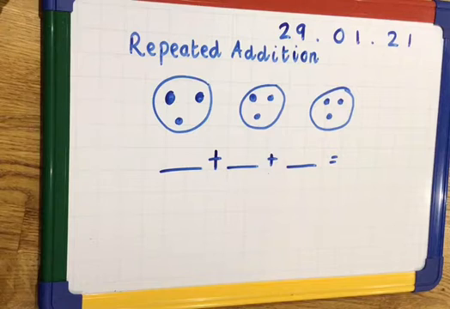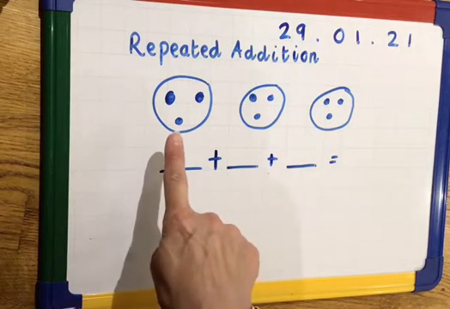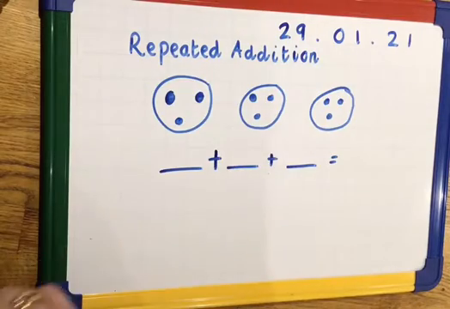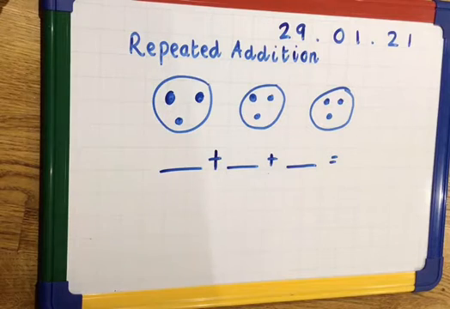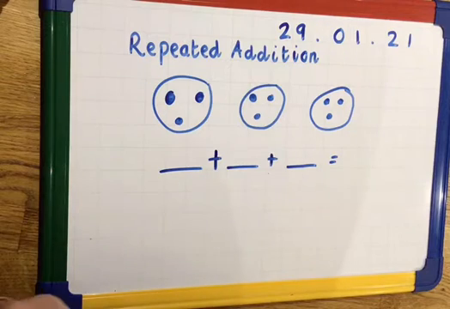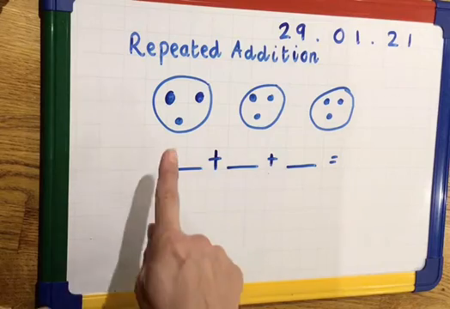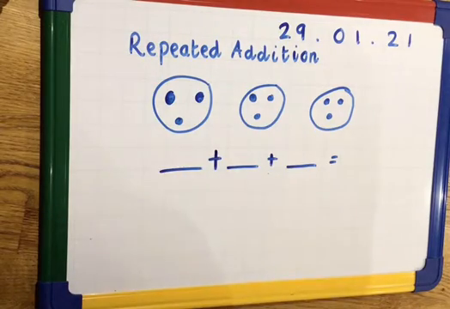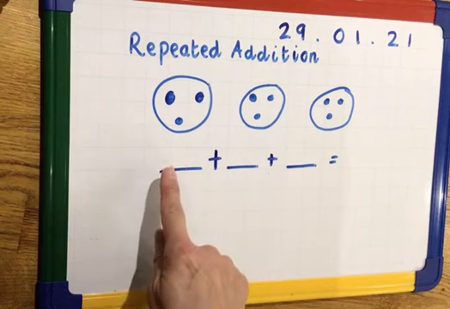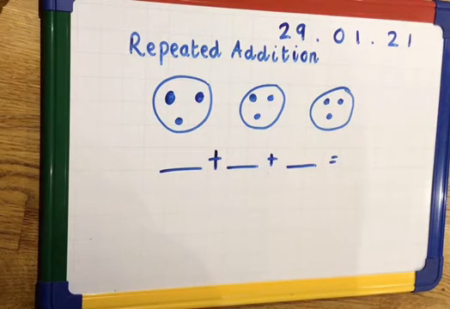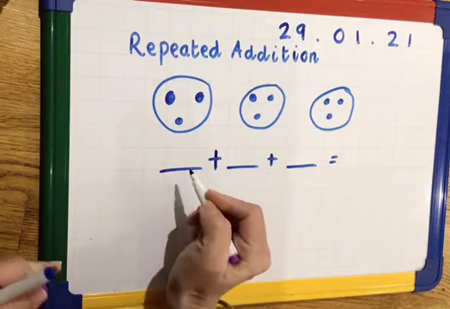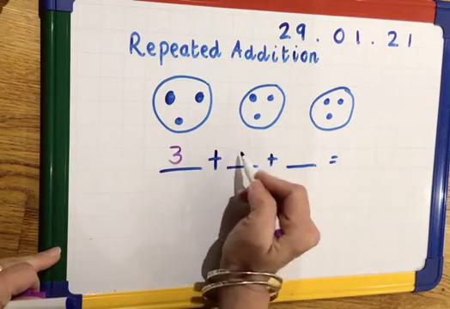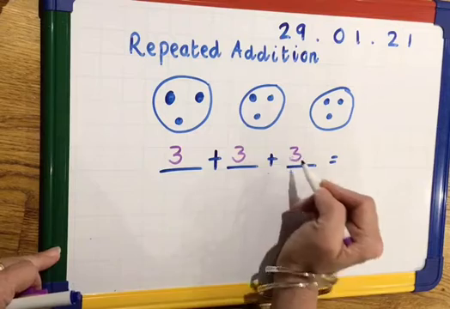So I wonder how I might write these groups here as a repeated addition. Remember, you have to count how many equal groups you have and how many there are in each group to find the addition. So I have got 3 groups with 3 in each group. That means I've got 3 groups of 3. So that would be 3 add 3 add 3.